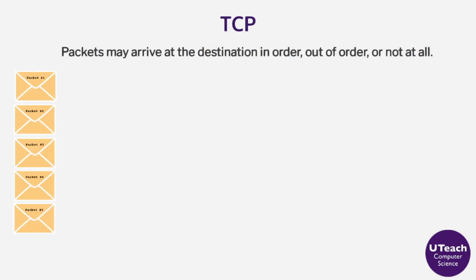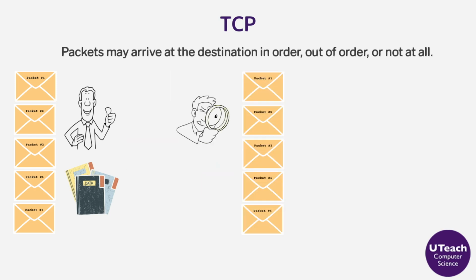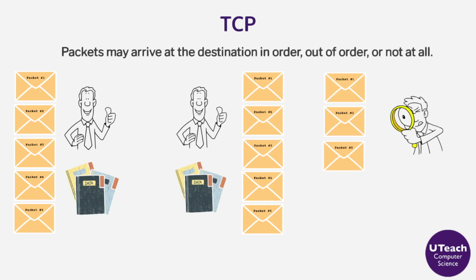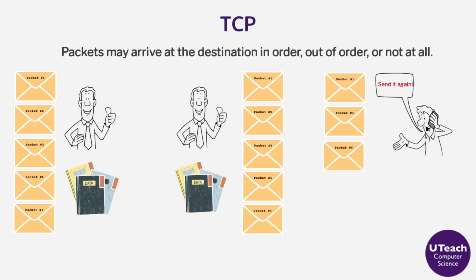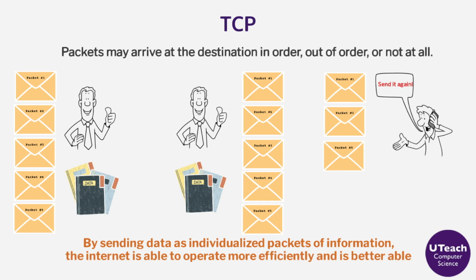Once the packets have arrived, the TCP protocol does an inventory to make sure that all packets have arrived and puts the packets in the correct order to reconstruct the data. If there is a problem, such as packets that are missing or corrupt, then TCP requests the sender to send the data again. By sending data as individualized packets of information, the Internet is able to operate more efficiently and is better able to handle unforeseen errors in transmission.